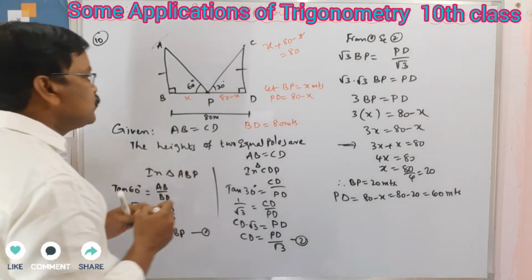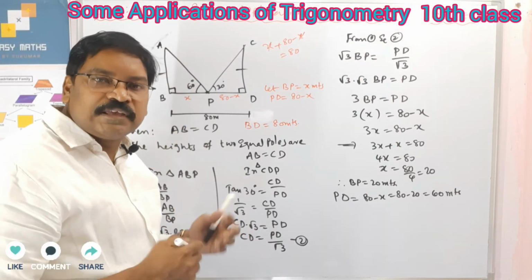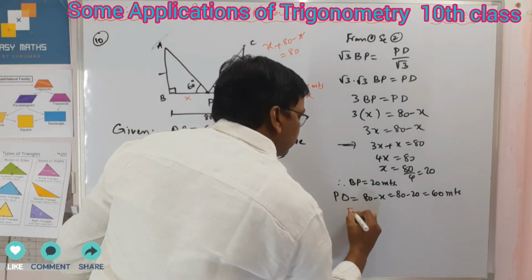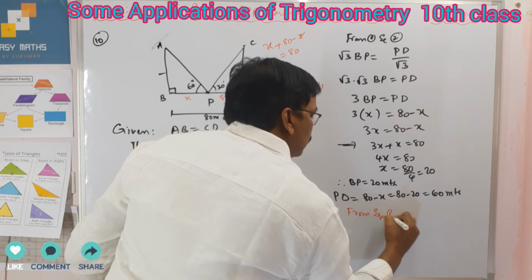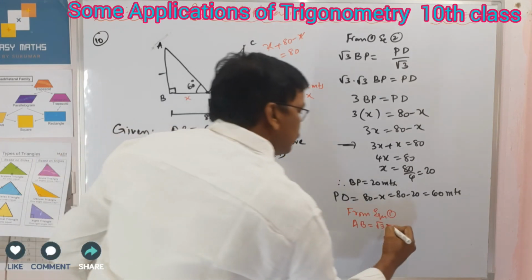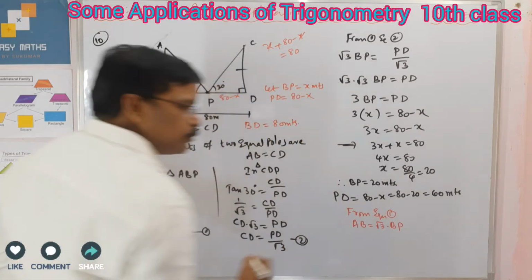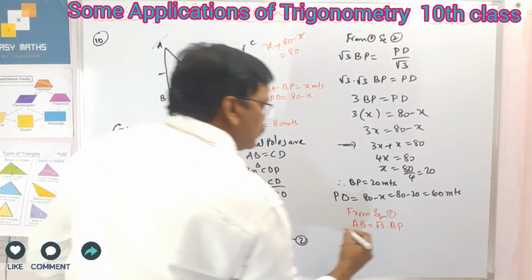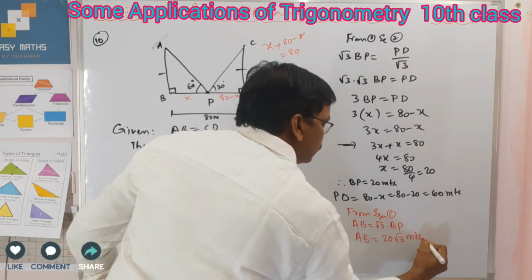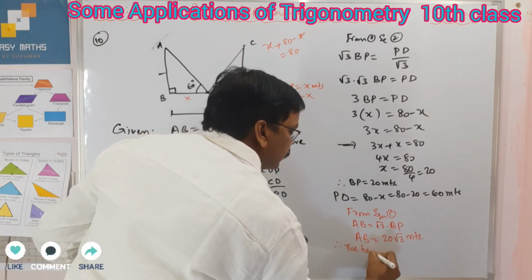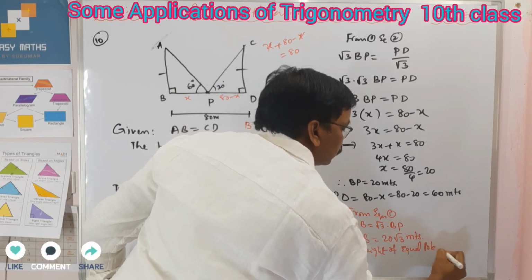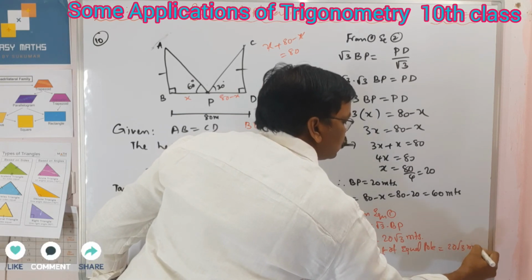Okay. And what next, my dear students? We have to find AB also. AB or CD, both are equal, no? From equation 1, AB is equal to root 3 into BP. But BP is 20 meters. So AB is equal to 20 into root 3 meters. Therefore, the height of the equal poles is 20 root 3 meters.